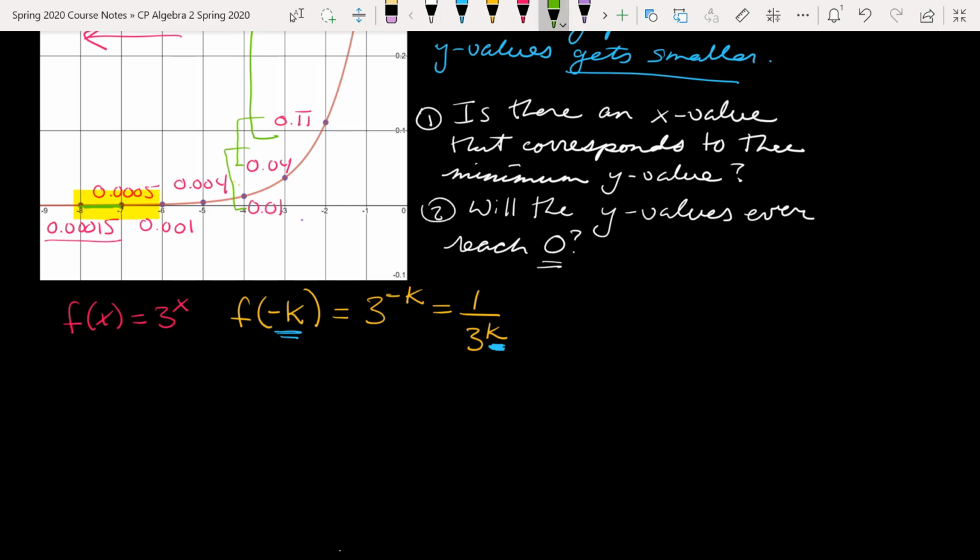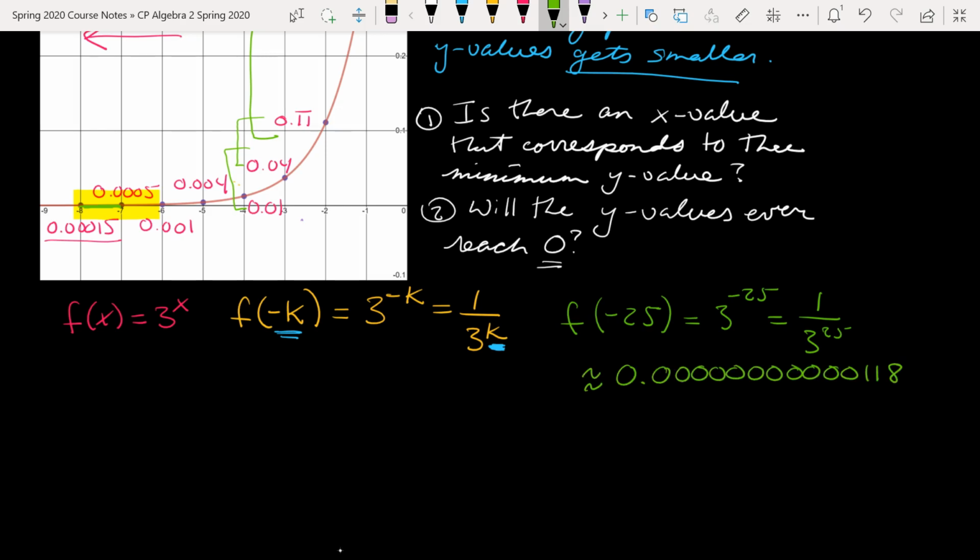Well, for example, let's say we were to take an x value of -25. That gives us 3 to the -25th, or 1/3 to the 25th. And an approximation for this value is this number. Is this number quite 0? No, it's still larger than 0. A very little bit larger than 0, but still larger than 0. And if I plug in negative 26 and negative 27, I will still have a value that's larger than 0, but it's going to be smaller than this y value.